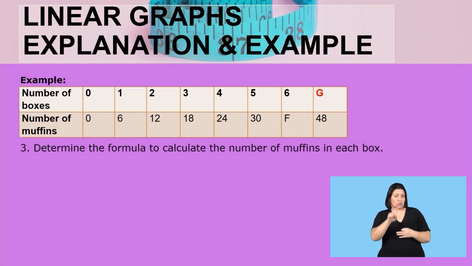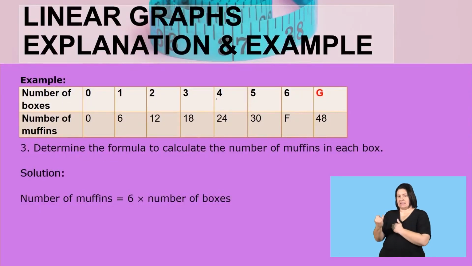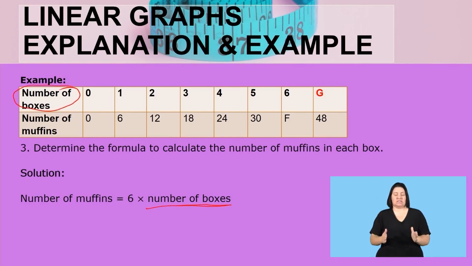The next question: determine the formula to calculate the number of muffins. Remember, we said we are going to take the number of muffins in each box multiplied by the independent variable. So if we need 1 box, we simply take 6 multiplied by 1. If we need 2, we take 6 and multiply by 2. Hence, we don't write specific values there. We just say number of boxes. So that is your formula.